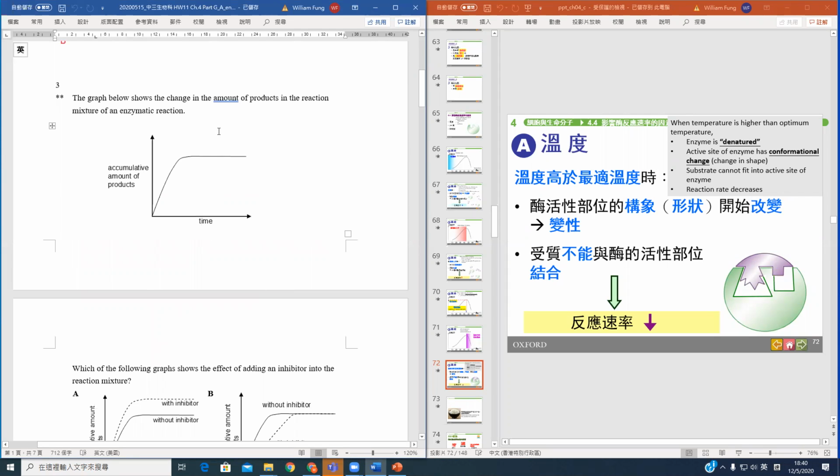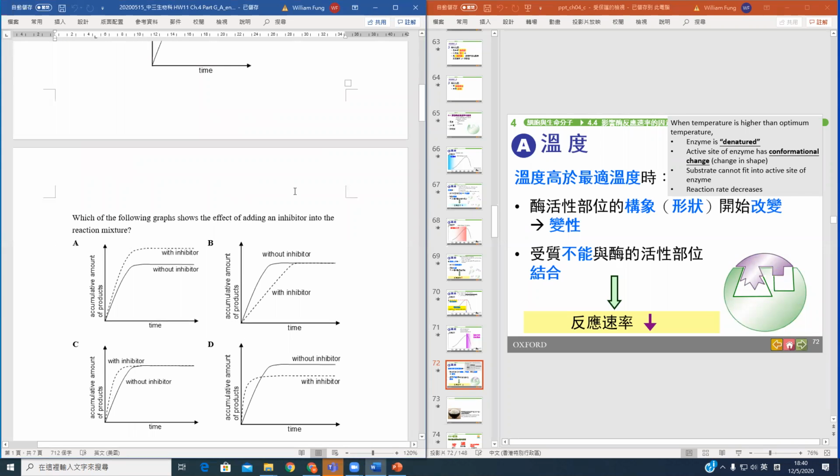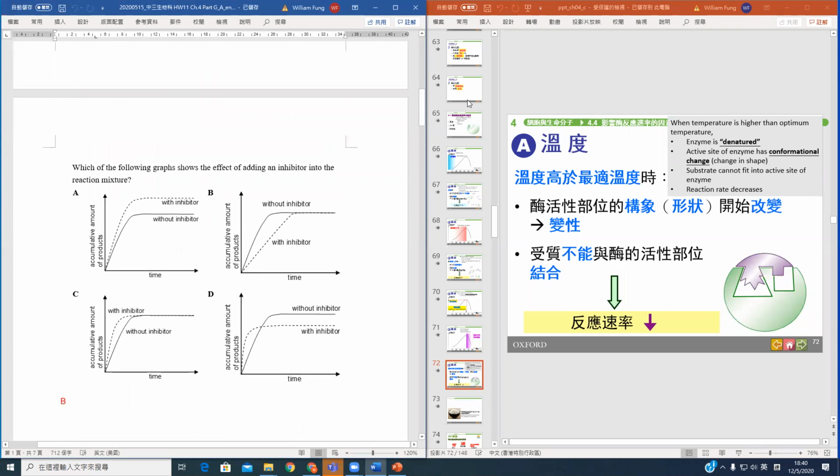The graph shows the amount of products in an enzymatic reaction, and the effect of adding an inhibitor. Initially, you should see the reaction rate is quite high. Along the time, more and more products accumulate. With inhibitor, of course the reaction rate is slower. So you see the slope is less steep. For example, like this, less steep.